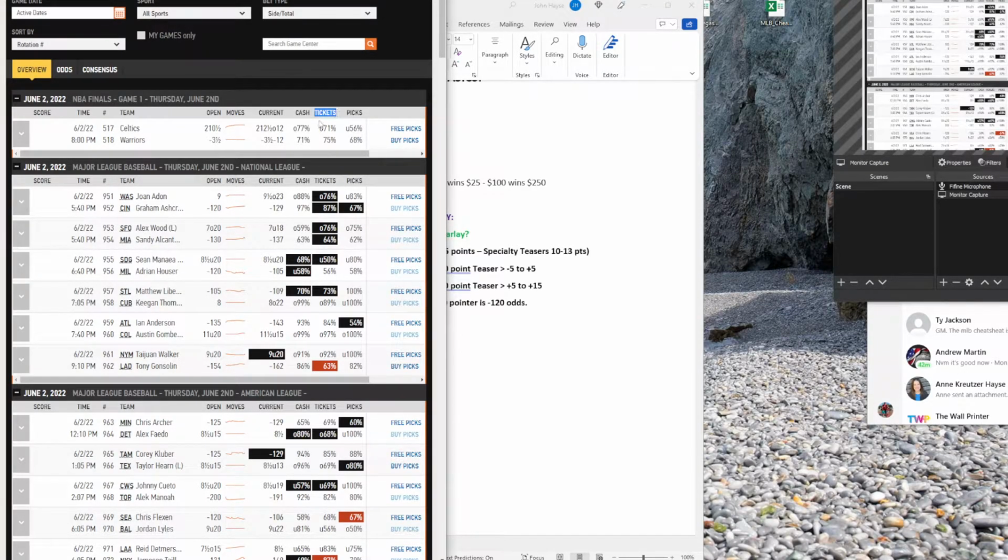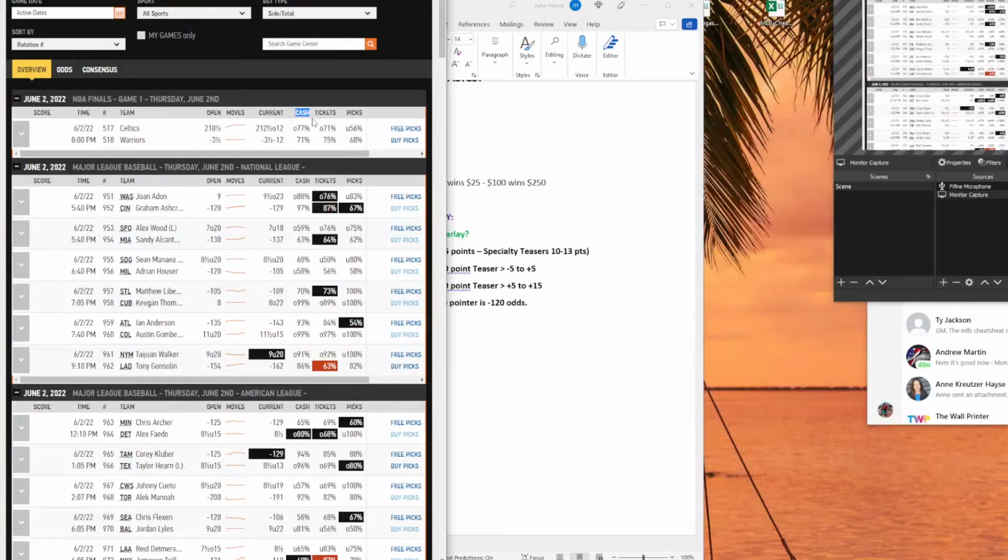So cash and tickets. Tickets is like if 10 people go in and they all bet $10, that's 10 tickets on one side. So say 10 people come in here and they bet Warriors minus 3.5, then that's going to give you 10 tickets to 0 tickets for the Celtics. So this gives you a percentage of tickets. The cash, I watch that a lot more. That's how much money is wagered on one side.